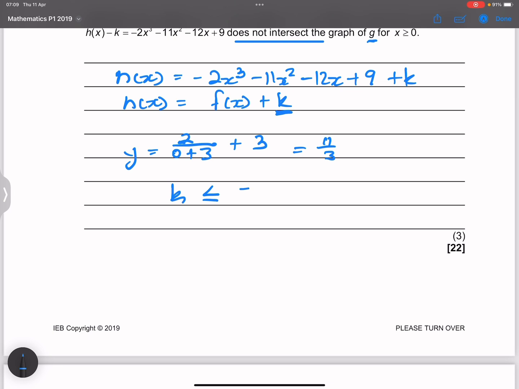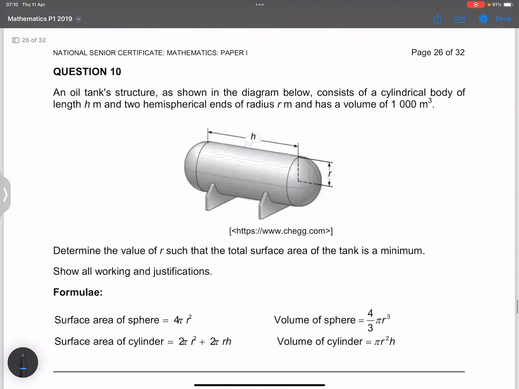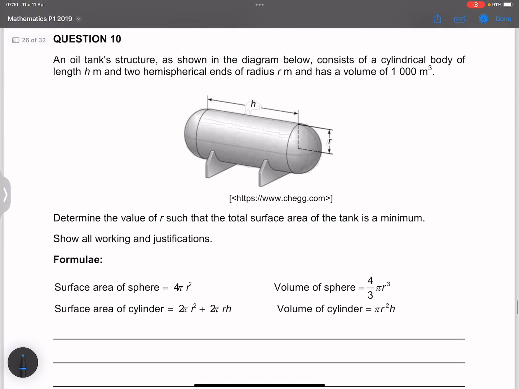negative 16 over 3. Remember, k was positive here, but we are shifting down, so that's why we're saying negative, and it must be any value that is more than 16 over 3, but taking it down, and that's why we're saying less than 16 over 3, and that is what the value of k will be. All right, and now we go on to the next section, which is question 10.